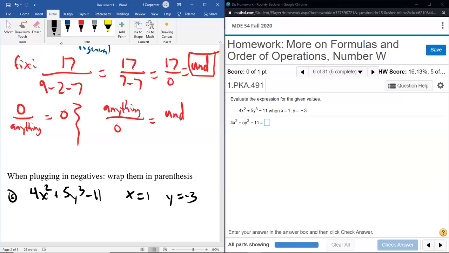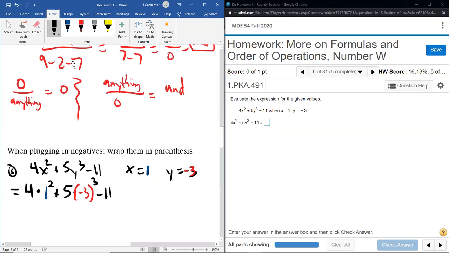So I'm going to use colors to show you my substitution. I'll do blue for the x value and red for the y value. So this will be equal to 4 times, now the x is being squared. Because it's positive, I don't have to wrap it in parentheses. So there's my 1. But this y, since it's negative, I don't want to do dot and then negative 3 and then cube it like this. That looks weird, that looks wacky, and it can give you wrong answers. You want to make sure you're wrapping your negative 3 in parentheses, then cubing it, then your minus 11.